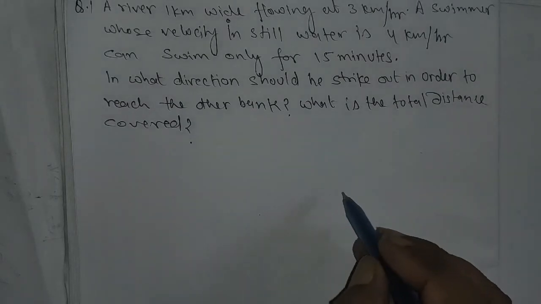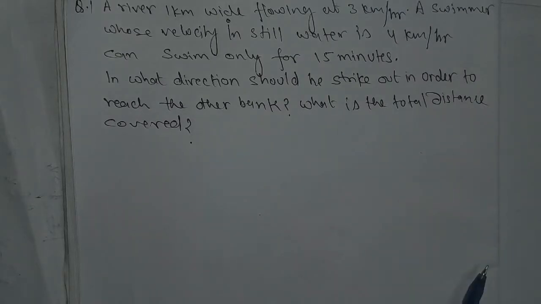Students, in this question, what is the question asking us? See, a river is there whose width is 1 kilometer and is flowing with velocity 3 kilometer per hour, and a swimmer whose speed in still water is 4 kilometer per hour can swim only 15 minutes. Then you have to tell in what direction the swimmer will strike in order to reach the other bank, and the total distance traveled by the swimmer. These things you will have to tell.